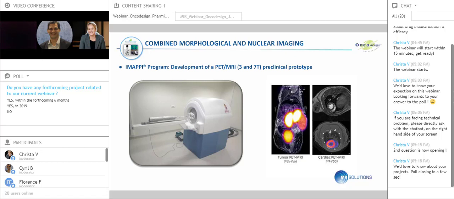This new prototype has been developed in collaboration with MR Solutions, and is now available for sale, but we've also been developing expertise in using this machine. Here there are two kinds of experiments. One is a tumor PET MRI, where you can really see the morphological differences in organs and the tumor, and cardiac imaging is also very important. You can combine FDG and MRI; cardiology MRI sequences give very interesting images.